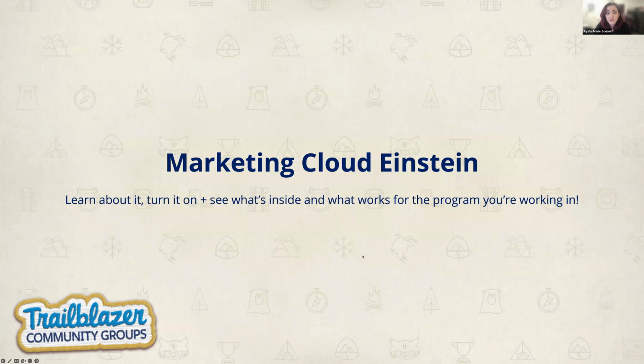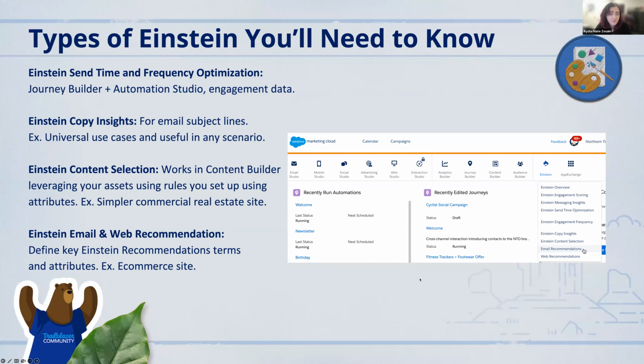So, quick little tidbit on Marketing Cloud Einstein. You learn about it, turn it on, see what's going on, what's inside, and what works for the program you're working on. I personally have probably touched a few of these, not all of them, but there's a lot of really great things that you can do with all of the different kinds of Marketing Cloud Einstein tools. So these are the types of Einstein you'll need to know.